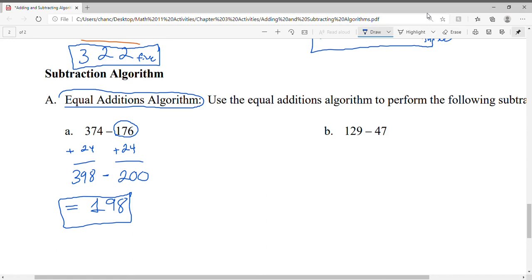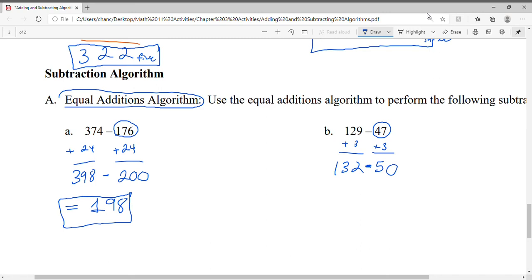Let's try it again for part B. For part B, this subtraction would be a lot easier to do if this was close to what number? If this was close to 50, it would be a lot easier to do. So let's add 3 to make it 50, and I'll do that also for the 129. 129 plus 3 is 132, and 47 plus 3 is 50.